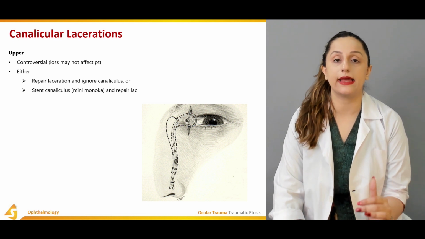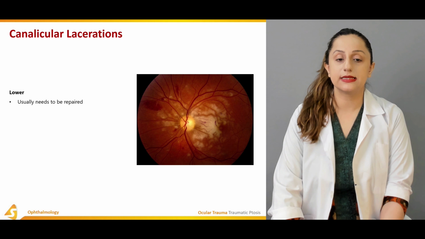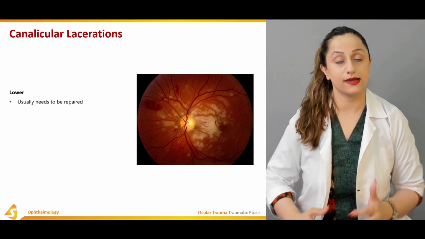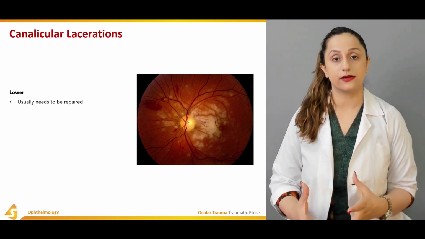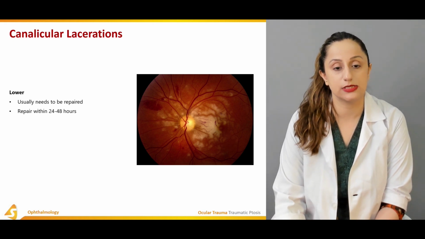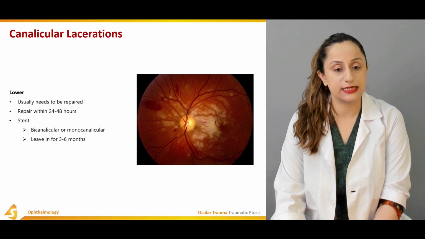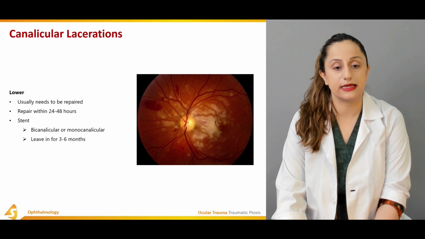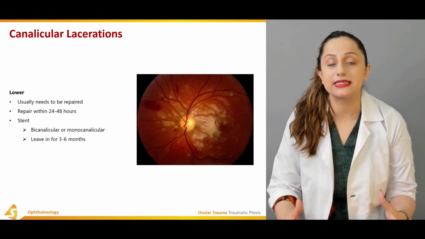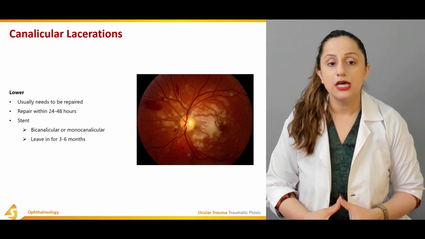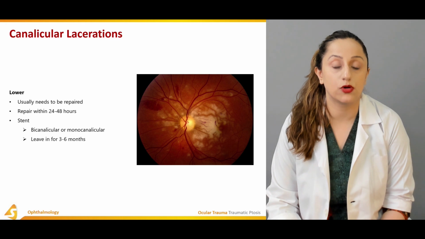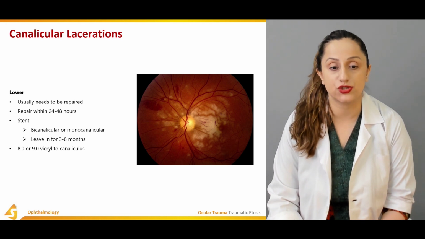If these lacerations are at the lower margin, they usually need to be repaired, because here there is a lacrimal sac which is basically draining into the nasolacrimal duct, and if this canalicular system is not working properly, it can be quite debilitating for the patient. Repair within 24 to 48 hours is needed, and a stent is usually devised in these cases, bicanalicular or monocanalicular, and you have to leave the stent for almost a period of 3 to 6 months. So this is the main procedure that you have to follow when you are treating a case of canalicular, especially a case of lower canalicular laceration.